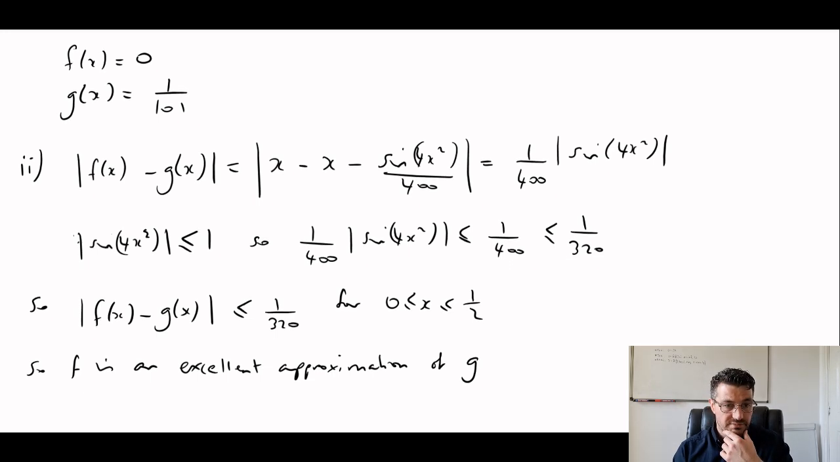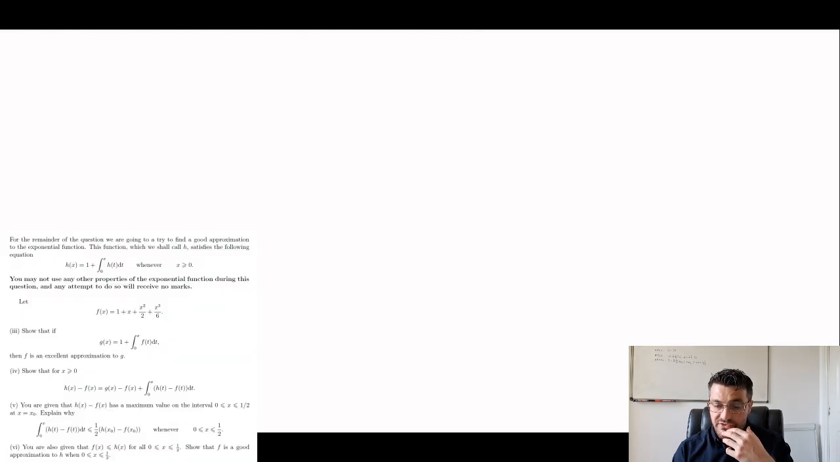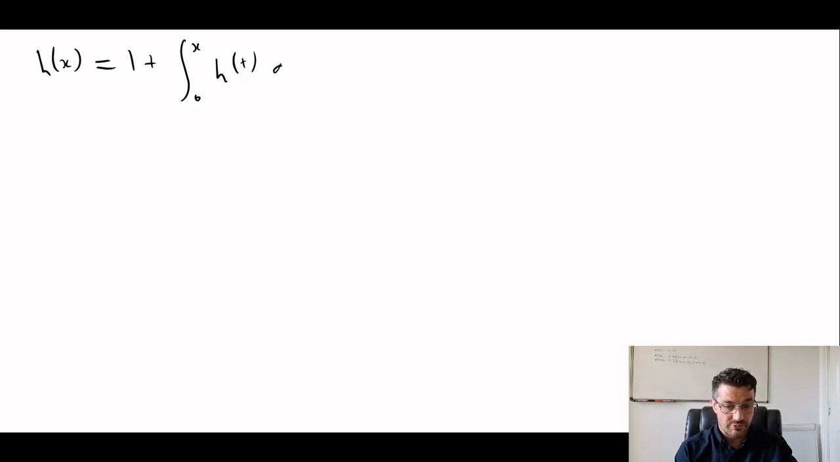So then moving on, let me scroll down a little bit so I've got a bit more space. For the remainder of the question, we are going to try to find a good approximation to the exponential function. This function, which we shall call h, satisfies the following equation. So h of x equals 1 plus the integral from 0 to x of h of t dt. This is effectively our exponential function, which does satisfy this equation. But hang on a second, we've got some additional comments that we need to pay attention to.